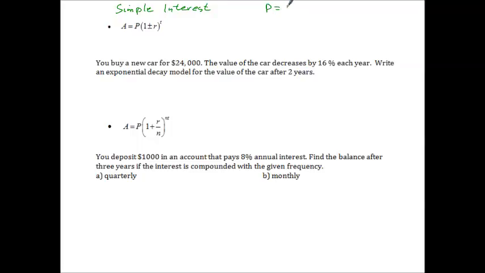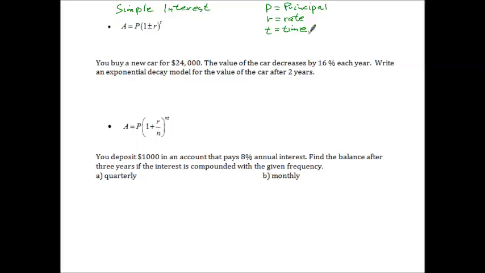P stands for the principal, and that is not Mr. Waldman, but that is the amount of money or the amount of value that you start off with. R is the rate. T is the time, and that's measured in years mostly.